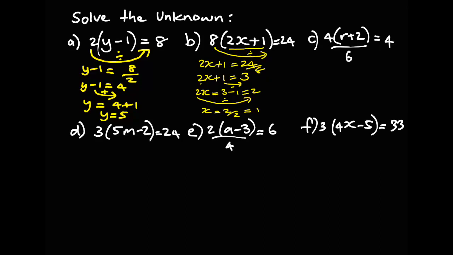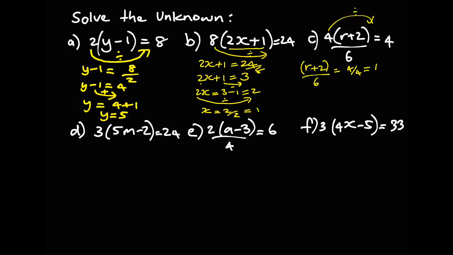Okay, now with part C, there's a couple of ways we could do it here. So the 4 is multiplying by the r plus 2 that's in brackets, and the 6 is dividing. So what we could do is either bring the 6 across to multiply and then work that out, or we can start with bringing the 4 across to divide. The other way to look at it is to divide both sides by 4. So we're left with r plus 2, still in brackets, all being divided by 6, equals 4 divided by 4, which equals 1.